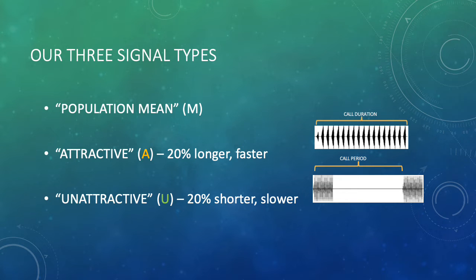The experiments I'm about to show you play around with three different synthetic Hyla versicolor calls. The population mean is modeled off the average call in the wild, which is a pulsatile trill that is a little less than a second long, produced roughly every 6 seconds. We then have two others: an attractive call that has been manipulated to be 20% longer and faster, and an unattractive call, which is 20% shorter and slower.